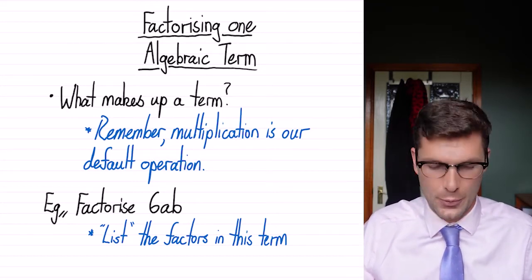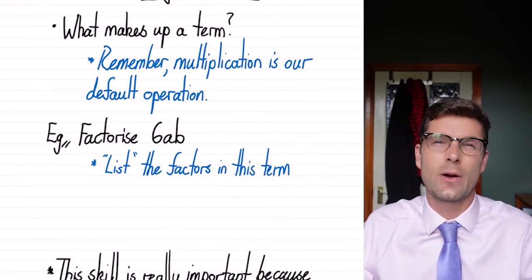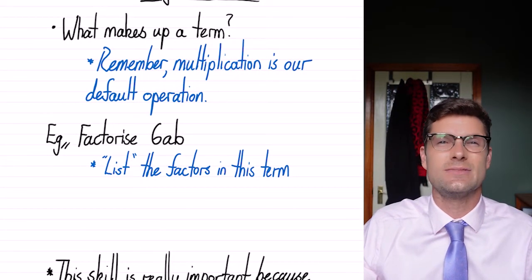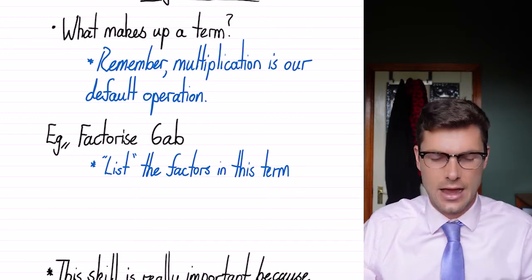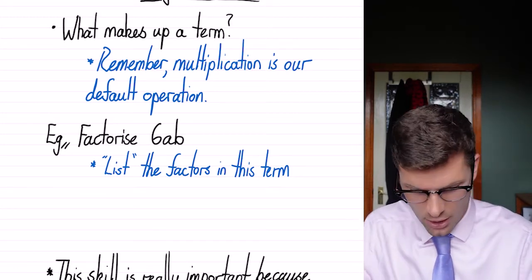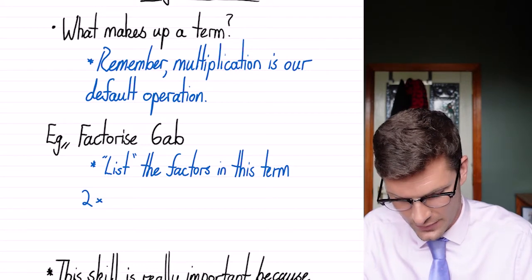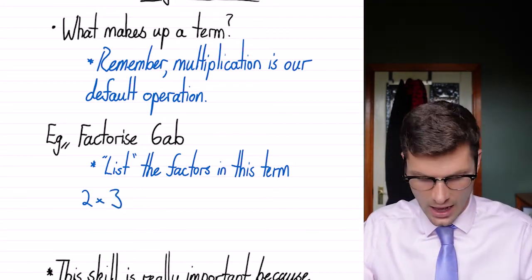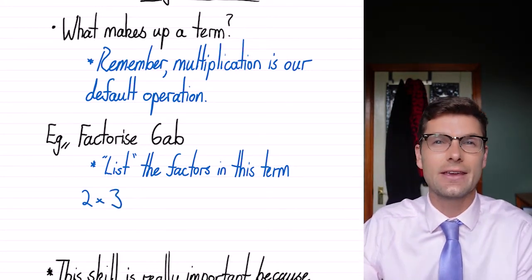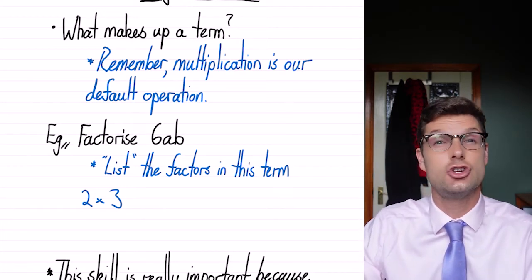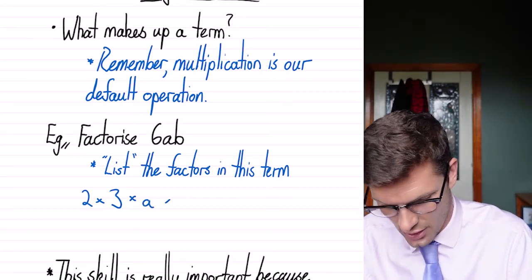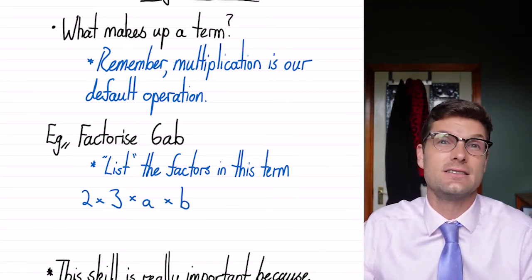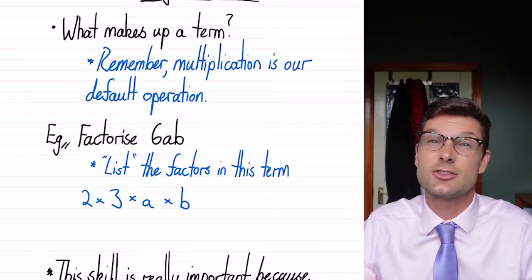For a question like this, you might be asked to factorize the term 6ab. What this means is that we just have to list all the factors that can go into this term. For 6ab, we know that 2 times 3 makes up the 6. Then, because there's nothing in between the 6, the a and the b, we assume that multiplication is being done, so we just write times a times b. These are all the factors within this term. That's all we've got to do.